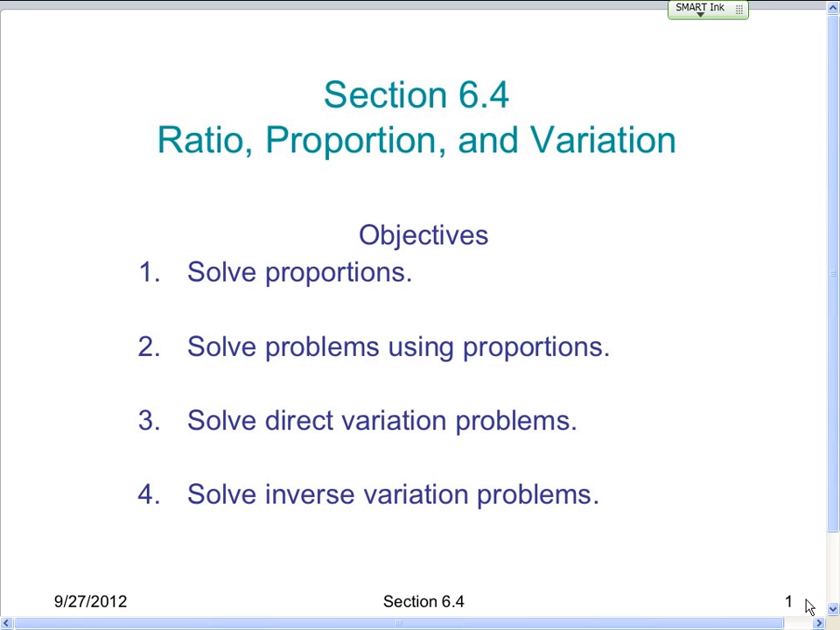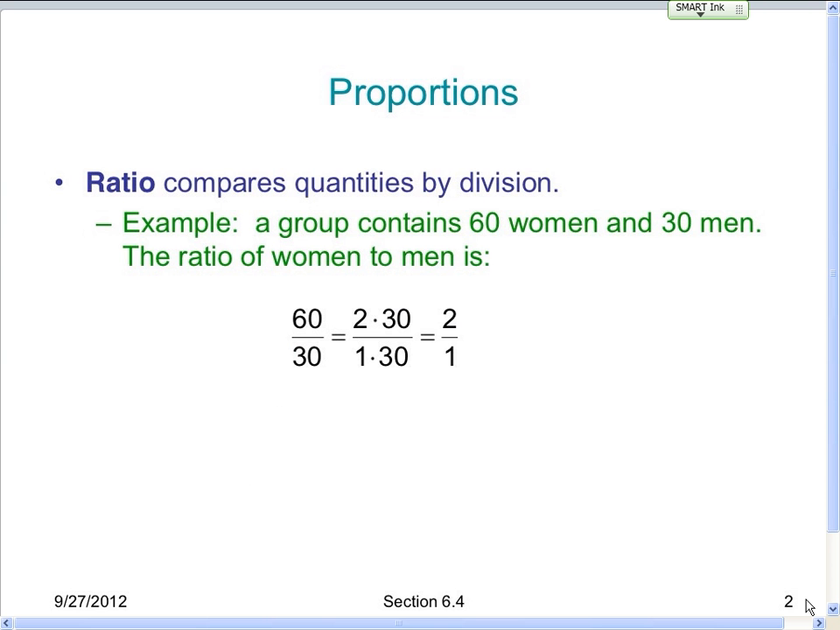This is section 6.4. We're going to be talking about ratio, proportion, and variation. So a ratio compares quantities by division. So an example, a group contains 60 women and 30 men.